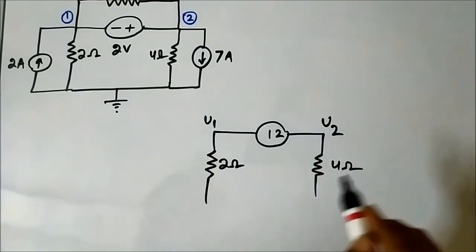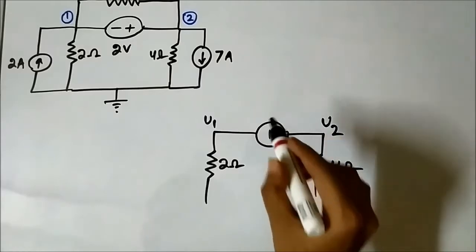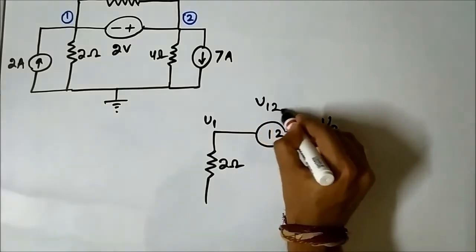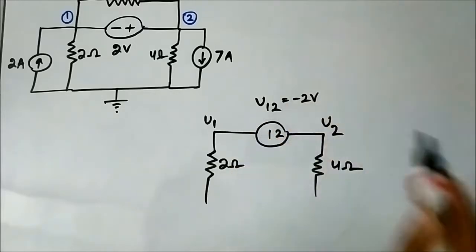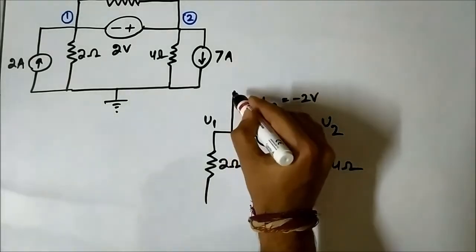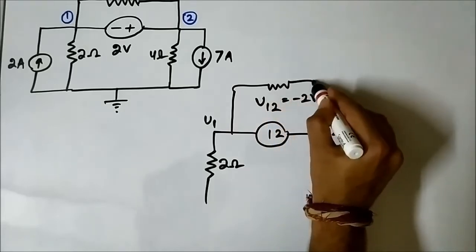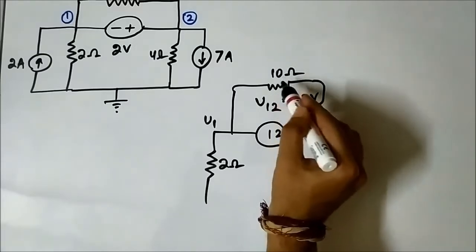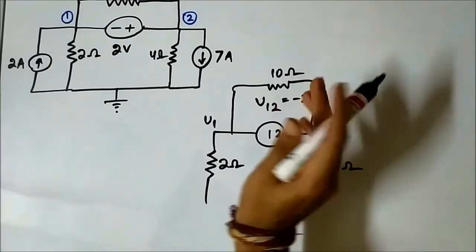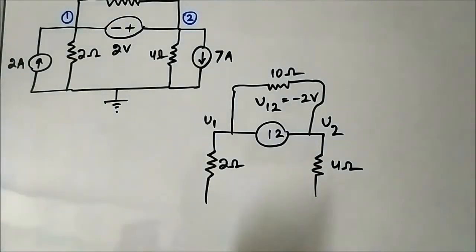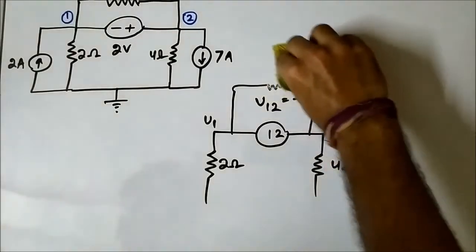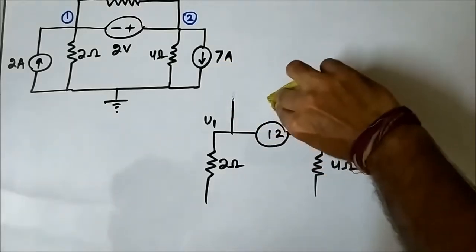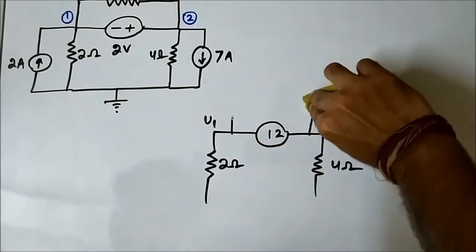Now the voltage between node 1 and 2, V12, is equal to minus 2 volt. If a 10 ohm resistor is connected here, it makes no difference because the voltage across this resistor will also be minus 2 volt. So the conclusion is that a resistor connected across a supernode contributes nothing to the circuit. You can simply remove this resistor to avoid complications and confusion.